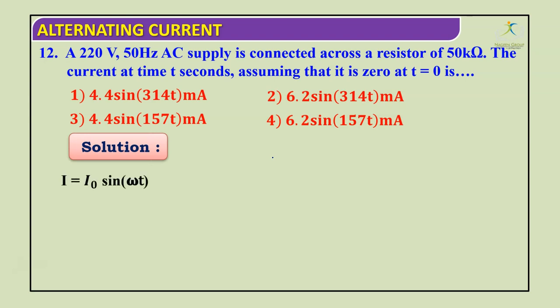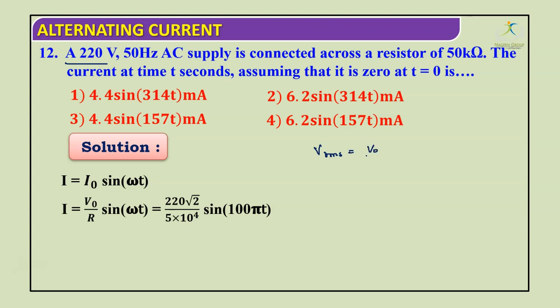So I is equal to I naught sine omega t, that we know. I is equal to V naught by R sine omega t. And the value of V naught is not given directly; the RMS value is given as 220. We know V RMS is equal to V naught by root 2. V RMS is given as 220, so we can calculate V naught from here. This will be 220 root 2. We put this value over there and divide by R. The resistance is given as 50 kilo ohm.